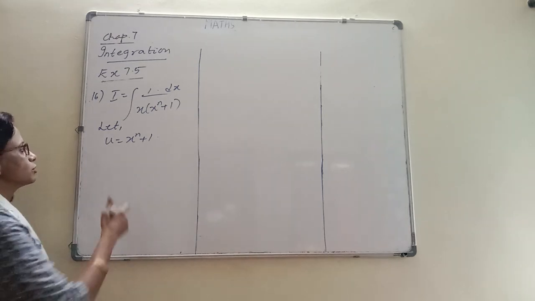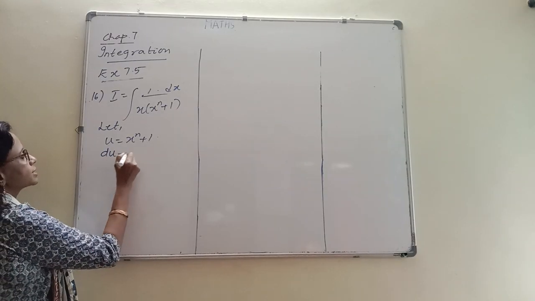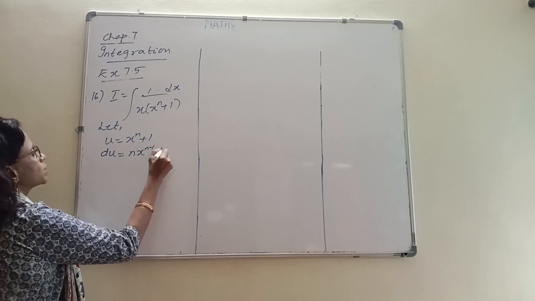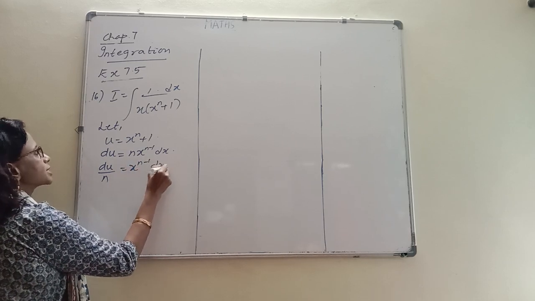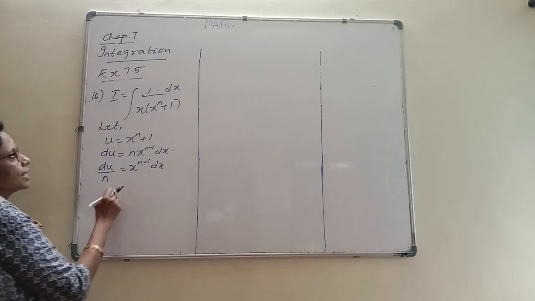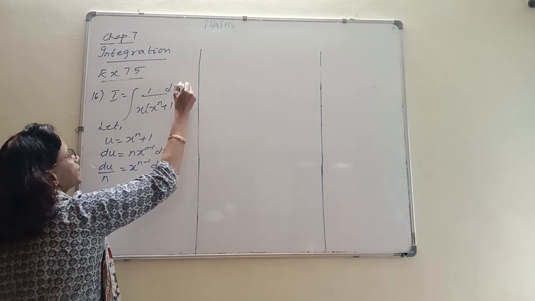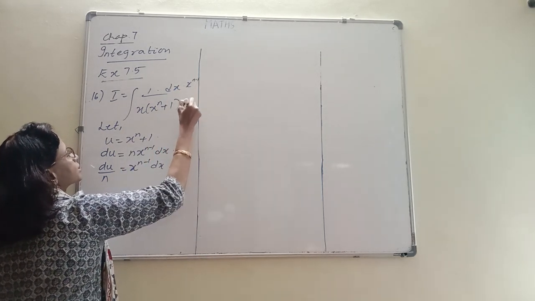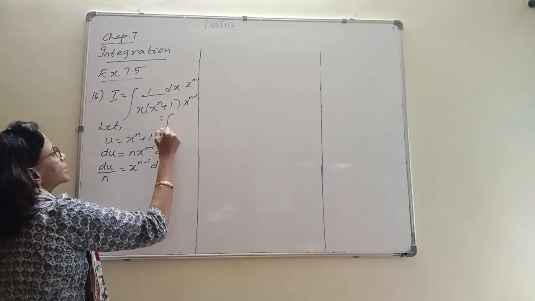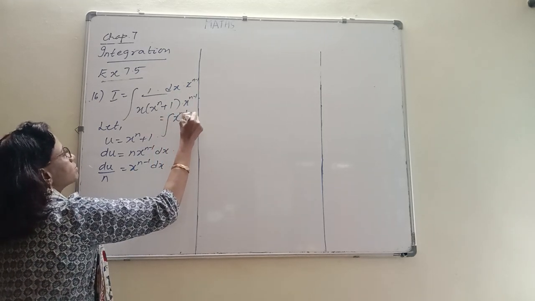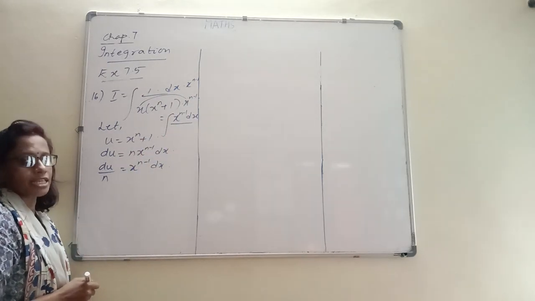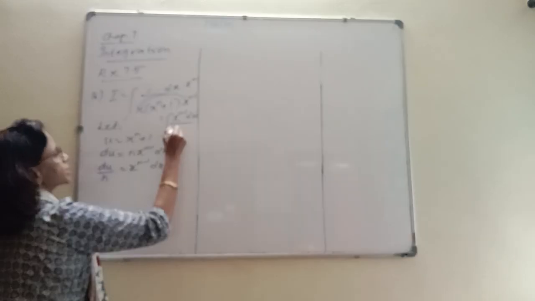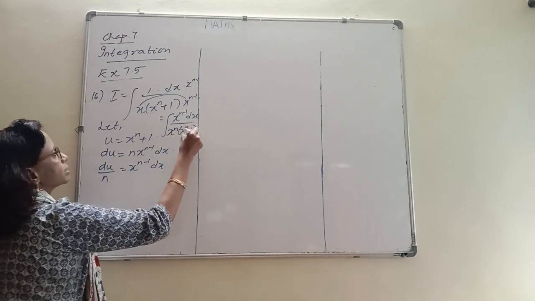Now with that you will be able to get the derivative. du over dx is going to be n x raised to n minus 1 dx. So probably you can have du over n equal to x raised to n minus 1 dx. Now with this in mind, let's multiply both the numerator and the denominator by x raised to n minus 1. As a result, this integral will get converted as x raised to n minus 1 dx over, now this can club together, a raised to m times a raised to n is a raised to m plus n. So this will become x raised to n times x raised to n plus 1.